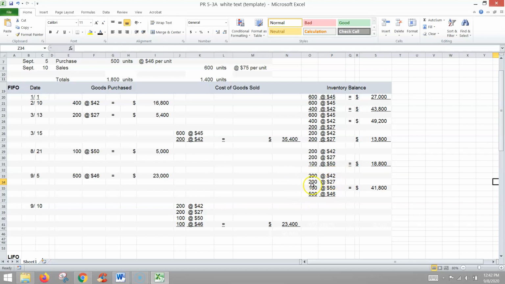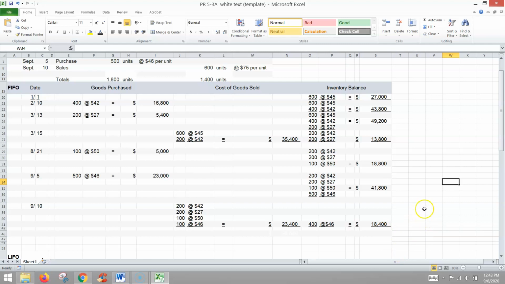Then we want to determine what we have left in inventory. So since these top 3 layers are sold, we don't have any of that left. So if we had 500 at 46, we sold 100. So ending inventory is 400 units at $46 for a value of $18,400.